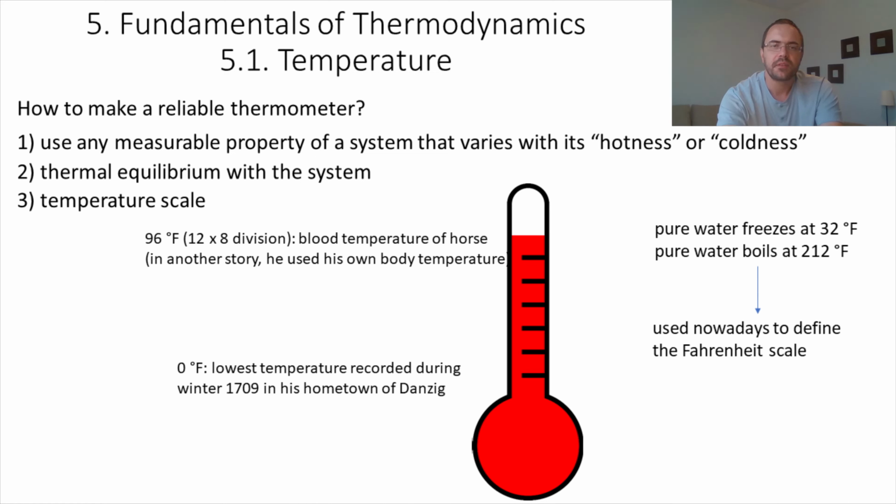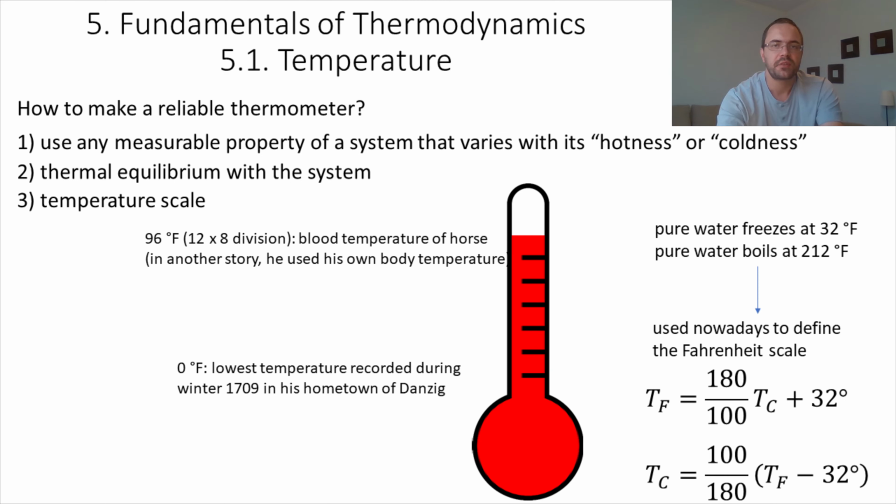So we see that between the freezing and the boiling point of water, there are 180 degrees in the Fahrenheit scale. And so to convert from Celsius to Fahrenheit, we will use the temperature in Celsius multiplied by 180 divided by 100 and add 32 to get the temperature in Fahrenheit. And to get the temperature in Celsius, you take the temperature in Fahrenheit, remove 32, and then multiply by 100, divide by 180.